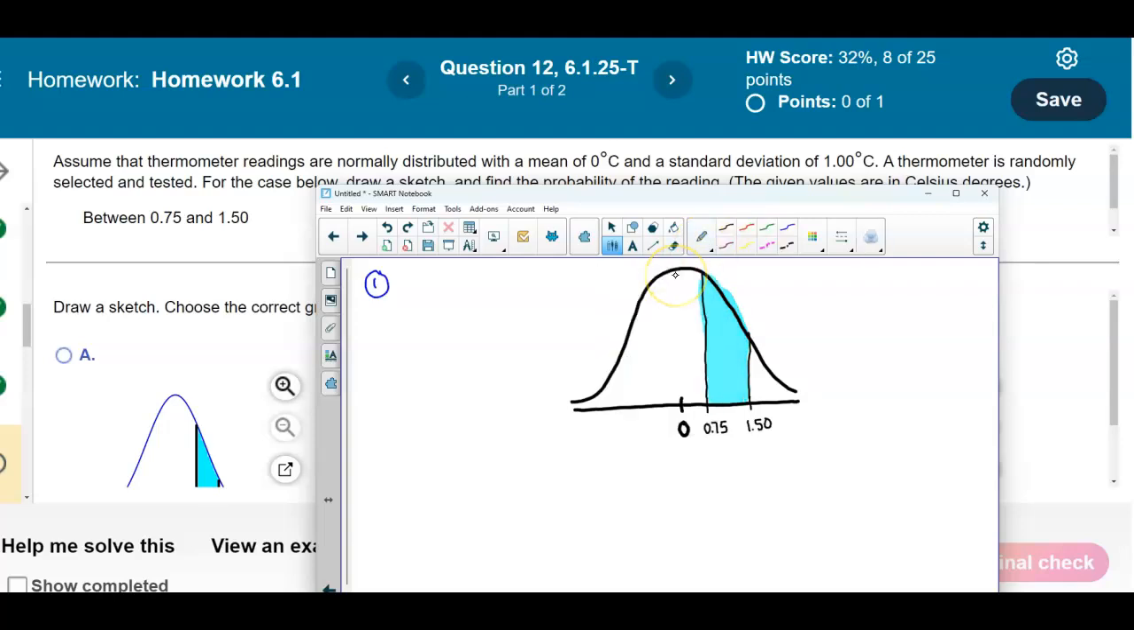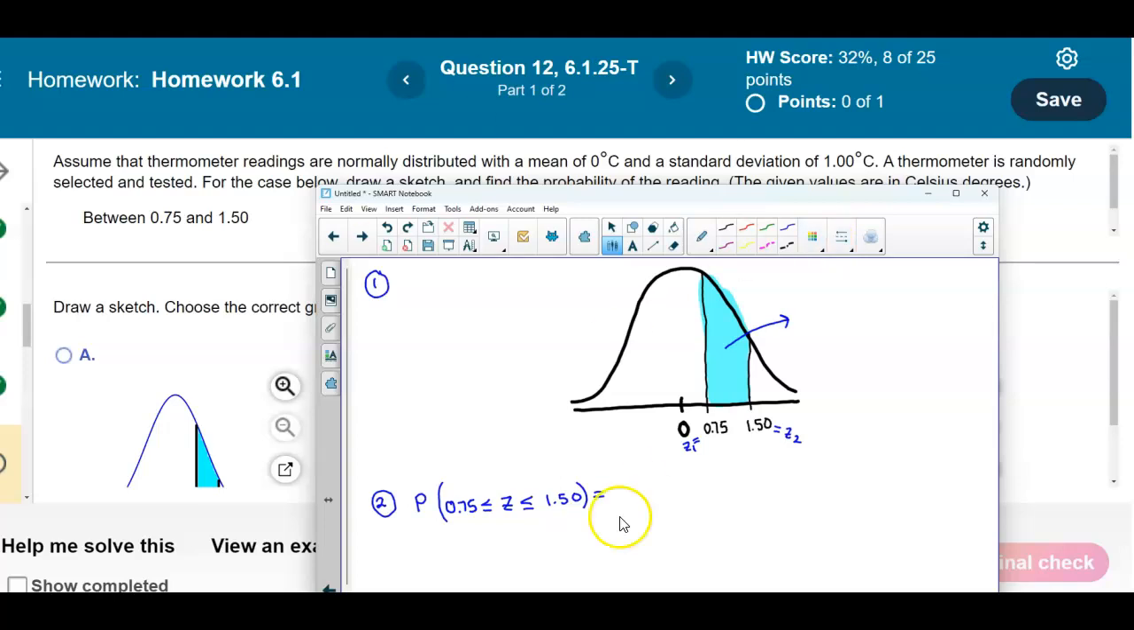Even though they don't denote it this way, it's something to take a look at for later on. We're going to say z-score 1 is equal to this, and this represents z-score 2. Those are our two z-scores, and we want to find the area in between. So we write this out as the probability that z is between 0.75, less than or equal to z, which is less than or equal to 1.50. That means we want to find the area in between those two scores.